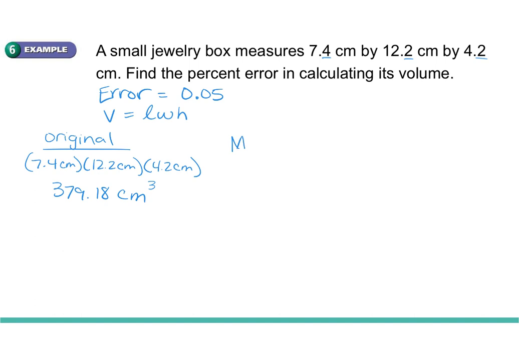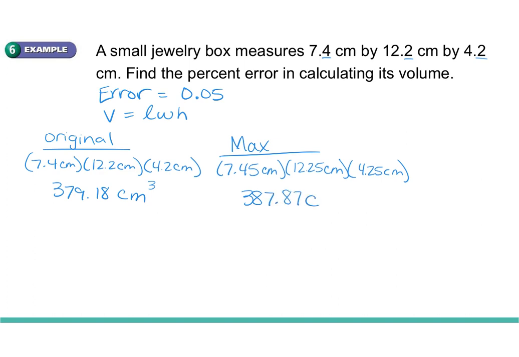Next, we're going to find our maximum. So for our maximum, we're taking our greatest possible size. So we're adding that 0.05 to each of our measurements. So we would have 7.45 centimeters for our first measurement. Next is 12.25 for our next one. And then finally 4.25 for our last. Multiply them all together, we would get 387.87 centimeters cubed.